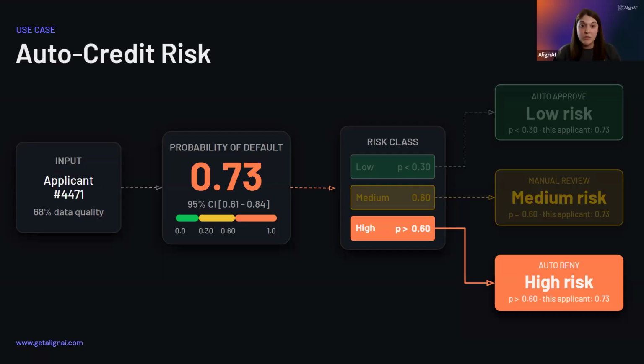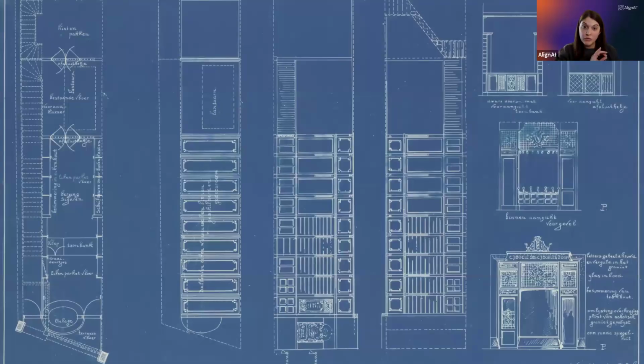And so we're looking at this probability of default, and then we have these risk classes that we attribute to that. So if they're high risk, we're going to auto deny them. So anything above a 0.6, auto deny. Medium risk, we might have a human in the loop where we do a manual review. And then low risk, we'll auto approve them. So we'll follow that use case throughout this talk, but I talked about the blueprint concept.